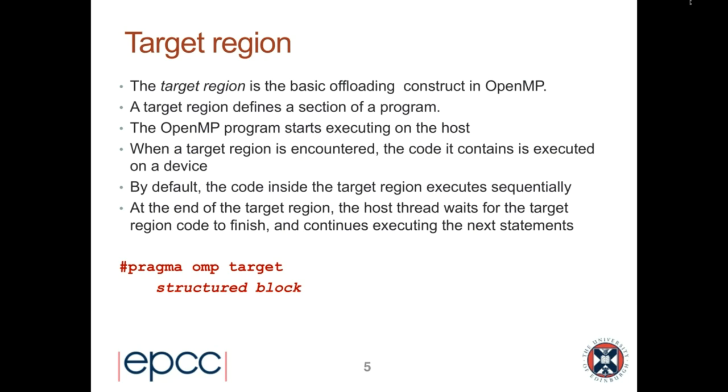So the syntax just looks like what you might expect. It's hash pragma OMP target, followed by a structured block of code. All my examples today are from the C interface. There are Fortran equivalents for all of these, and anybody who's familiar with OpenMP will find that there's no surprises in the Fortran interface.